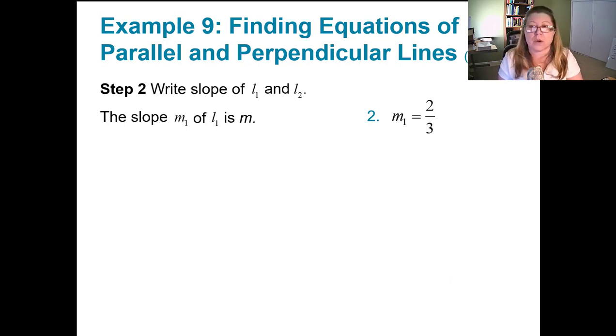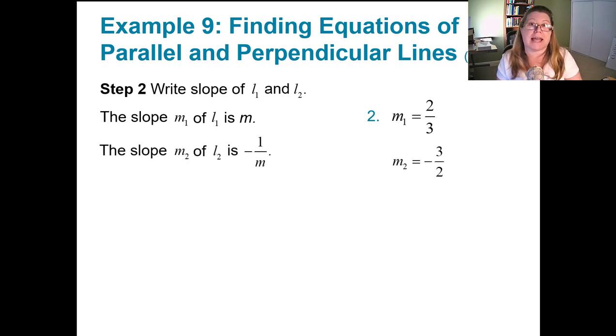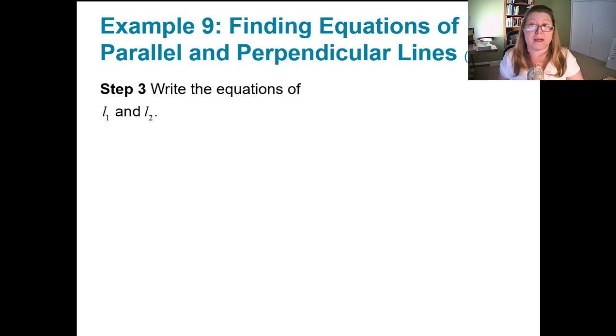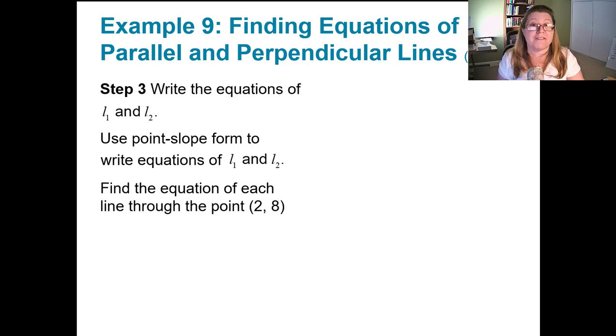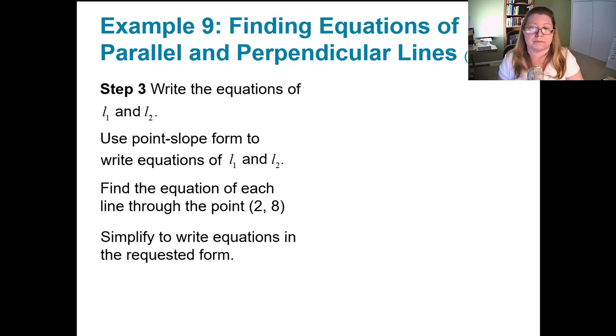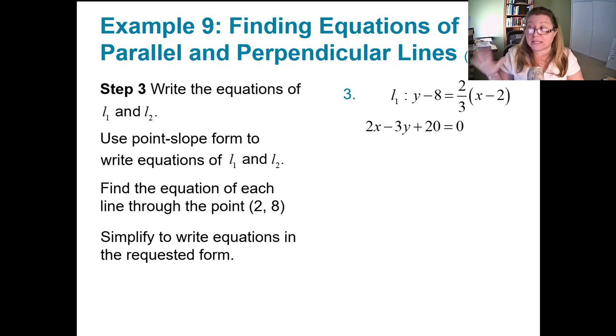We also know the perpendicular line, L2, is going to have the opposite reciprocal, so -3/2. We know the slope of L1, we know the slope of L2. Let's use that along with the point (2, 8) to find the actual equations of L1 and L2. Now it does say eventually I have to write this in general form.